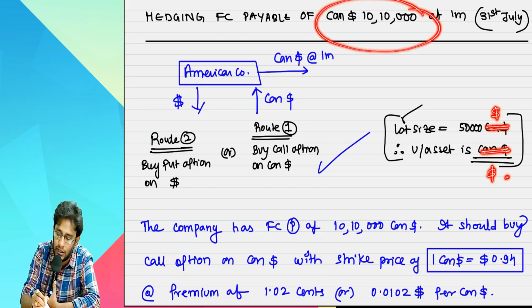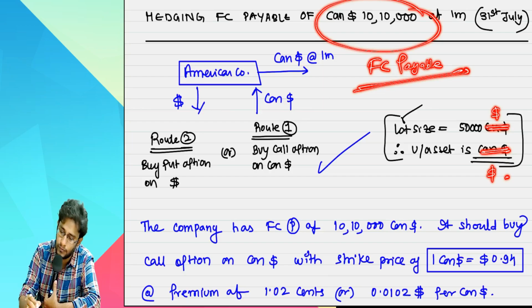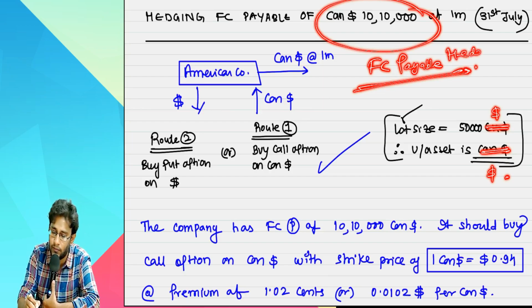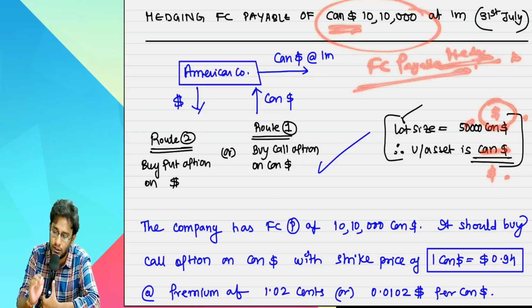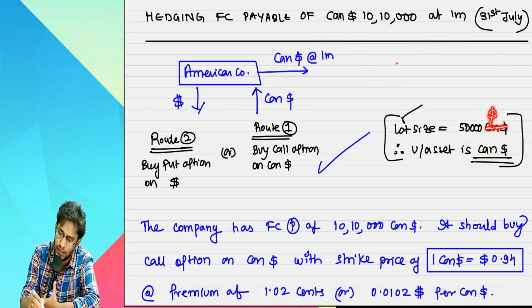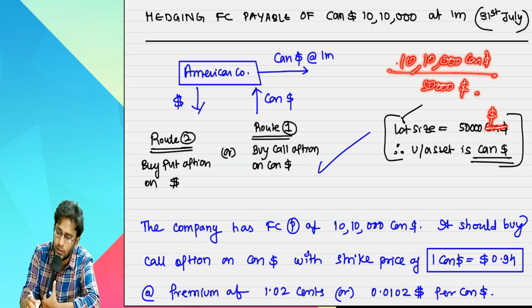Is it 10 lakh 10? This is a fact, this I cannot change. I want to hedge this only, but the hedging I am doing not using CAN dollar but using US dollar. So how many contracts should I take? Tell me, sir, in this case, is it correct? Can I go and do 10,10,000 CAN dollars divided by $50,000? Can I do like that?